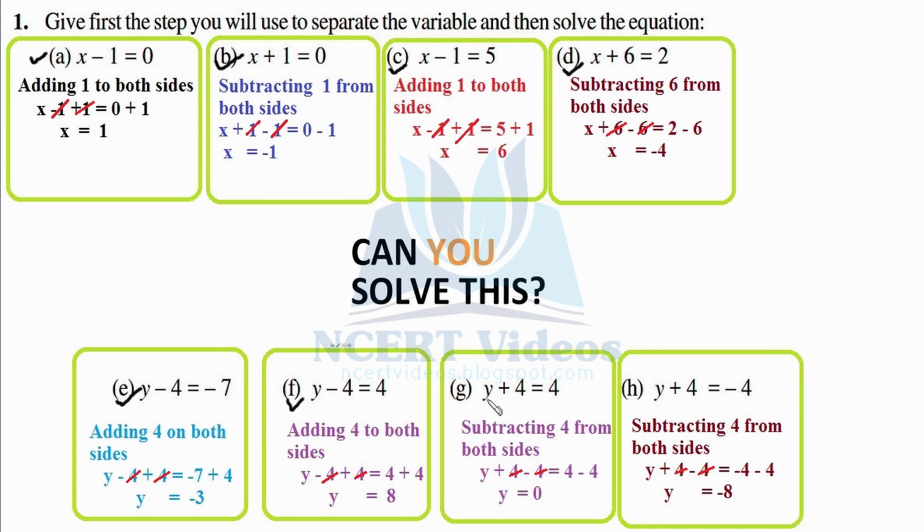G, y plus 4 equals 4. Now plus 4, we will introduce minus 4. Minus 4 means subtracting. It goes from both sides. Therefore y plus 4 as it is, minus 4, and the same minus 4 introduced. Cancels, y is separated, equals 4 minus 4 is 0. H part, y plus 4 equals minus 4. Plus 4, so we will introduce minus 4. That is subtracting 4 from both sides. Introduced, cancel out.